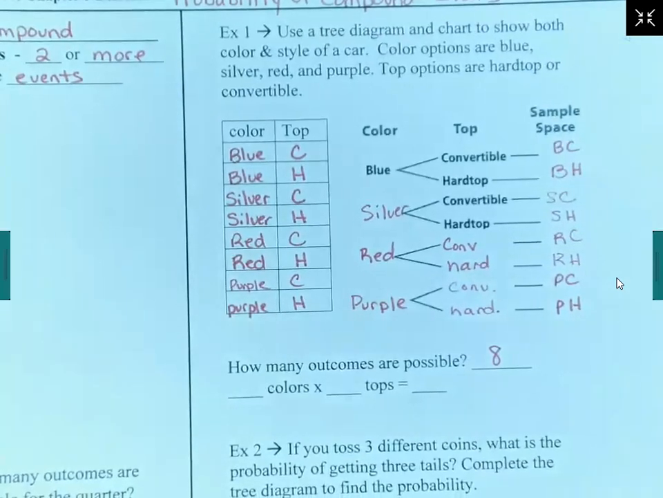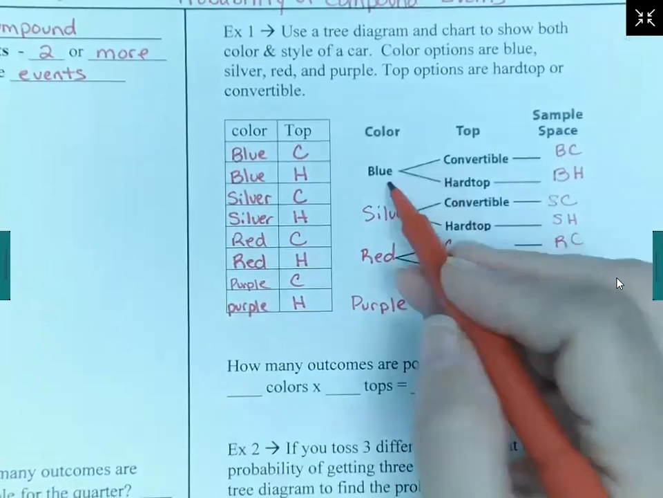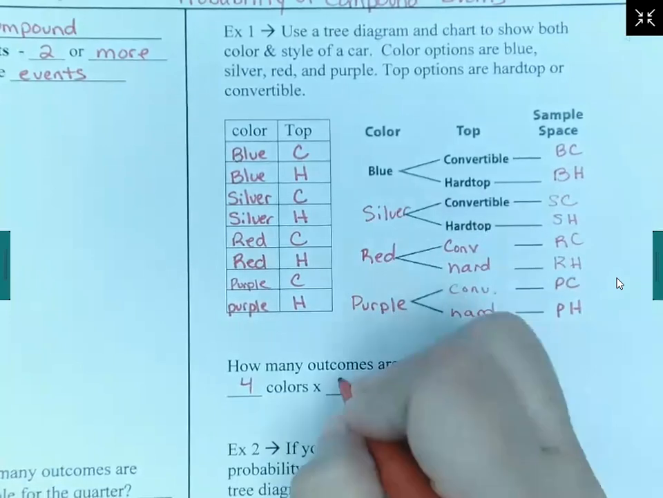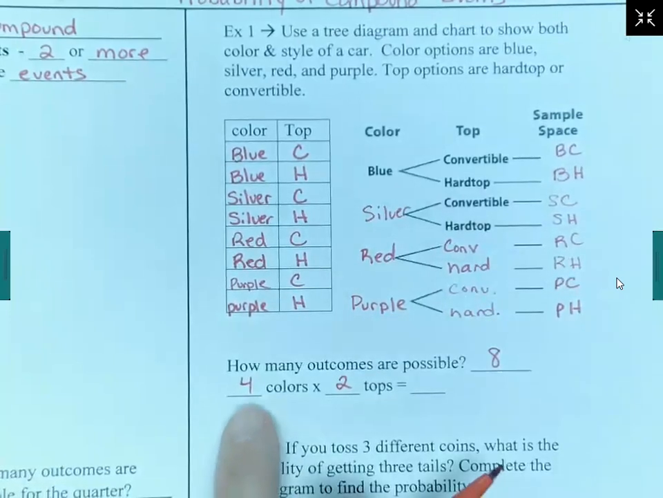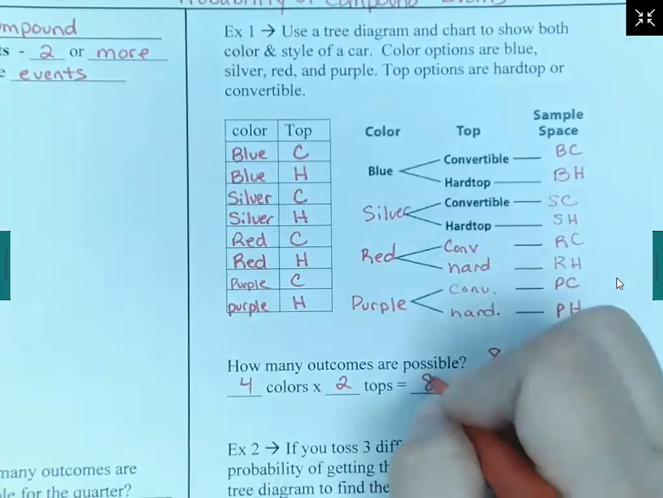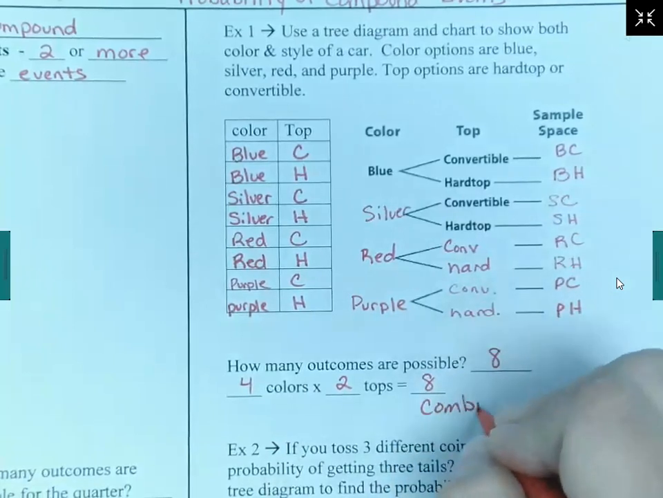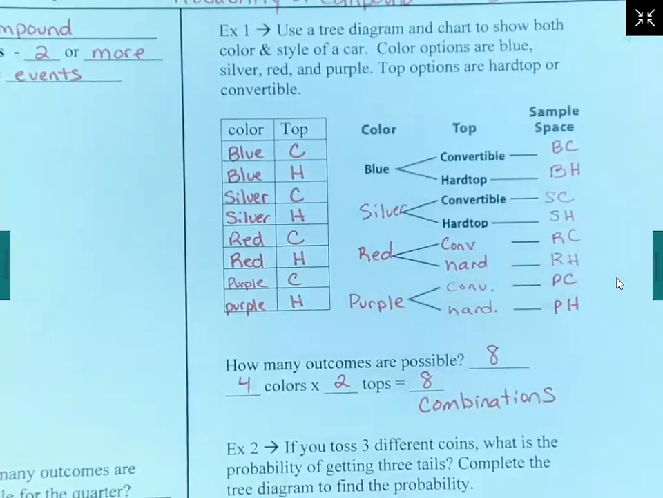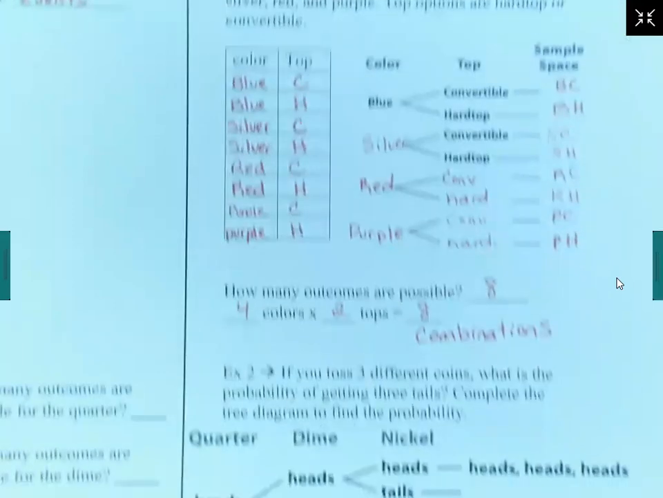There is a faster way to figure out. If they just ask you how many outcomes or how many combinations, there's a faster way to get there. How many color options did we have? 4. How many top options did we have? 2. And 4 times 2 makes? 8. So if they ask how many combinations, you could just multiply. Questions? Okay, let's move on to example 2.